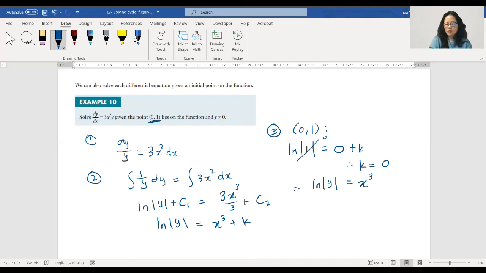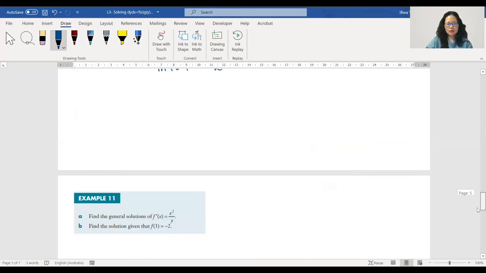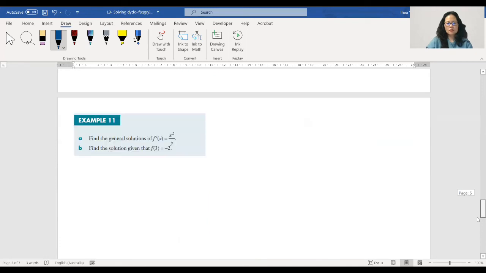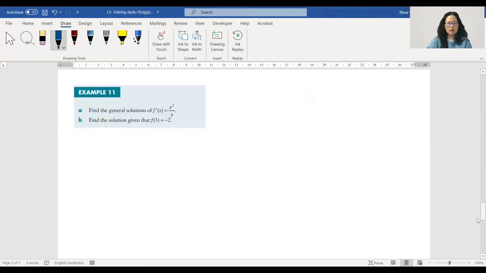Okay, now we need to change this so that y is the subject, we want y equals. So to get rid of ln, we do e. So y equals e to the power of x cubed. And that's my original equation there. I think it's the last one. Oh, very similar to what we did the other day.